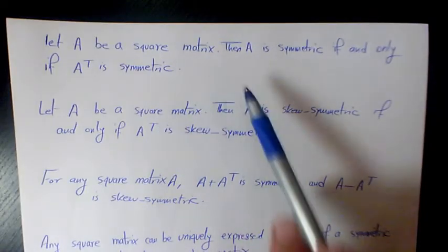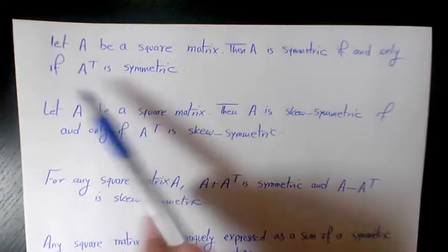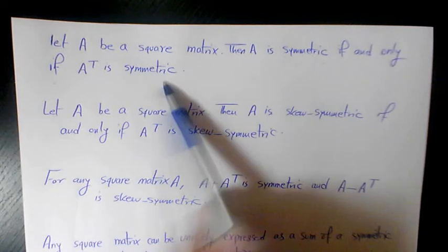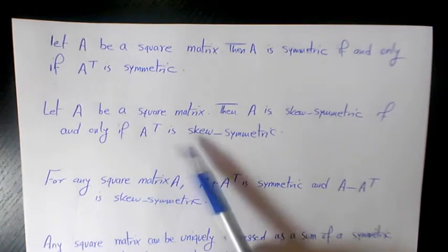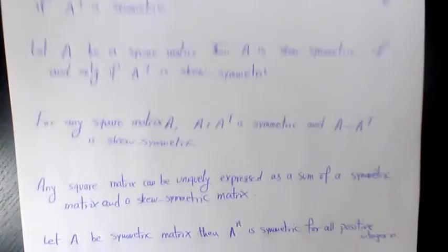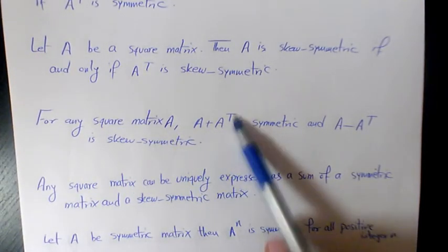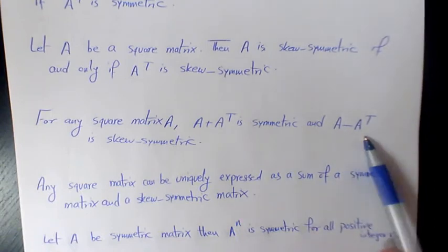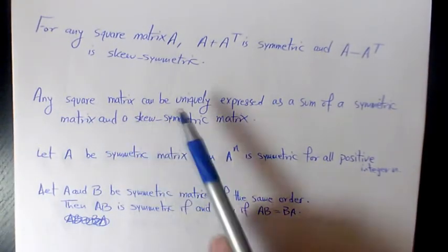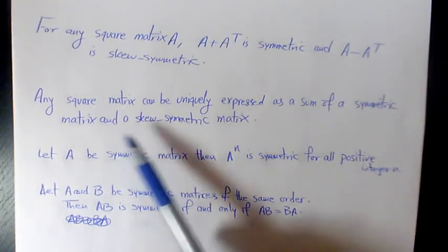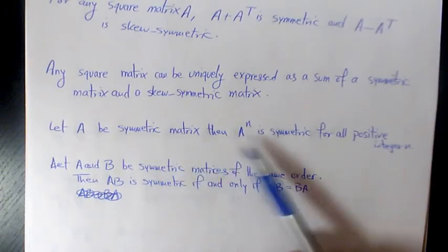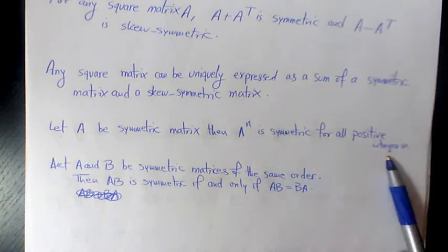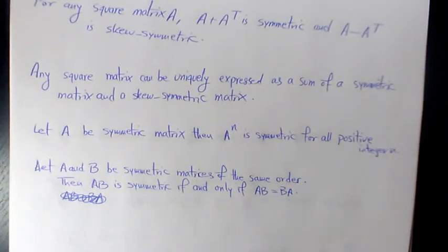Let A be a square matrix. Then A is symmetric if and only if the transpose of A is symmetric. Let A be a square matrix. Then A is skew symmetric if and only if the transpose of A is skew symmetric. For any square matrix A, A plus the transpose of A is symmetric, and A minus the transpose of A is skew symmetric. These are very important notes. Any square matrix can be uniquely expressed as the sum of a symmetric matrix and a skew symmetric matrix, like before. Let A be a symmetric matrix, then A to the power of n is also symmetric for all positive integers, like A squared, A cubed, stuff like that.